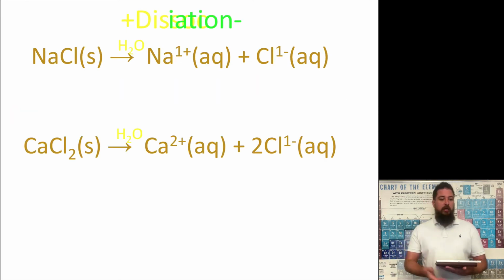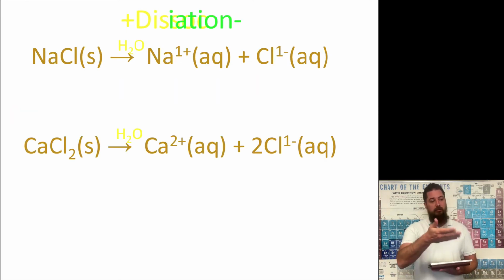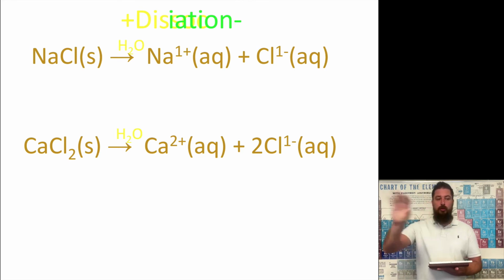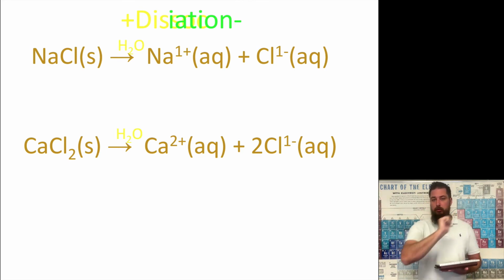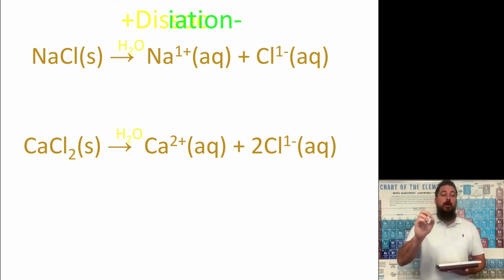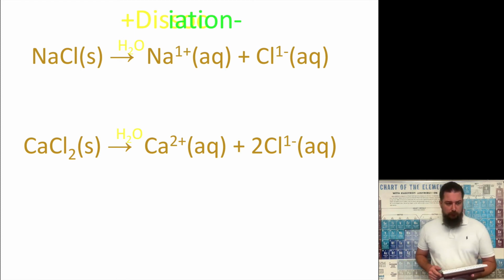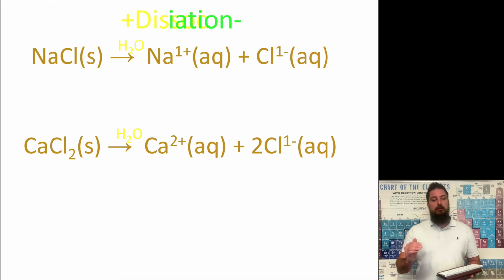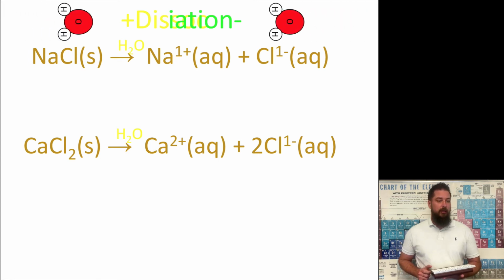So this is the example here. Notice how we have sodium chloride. When it dissolves in solution, one sodium ion, one chloride ion go into solution, but look at the calcium chloride. We have one calcium ion and two chloride ions. And so the bottom one gives off three total ions, while the top one gives off only two.